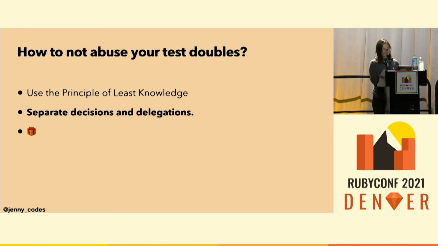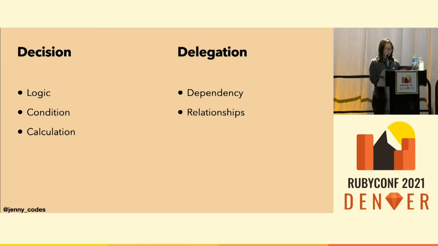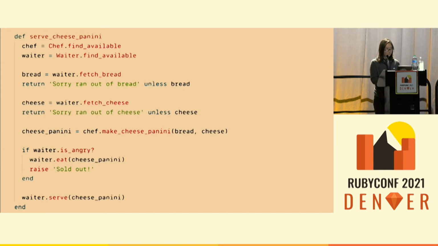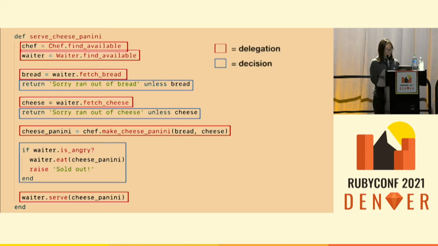The second tip I found really useful is to separate decisions and delegations. So every piece of code falls into 2 categories. Decision is about your business logic. It's a conditional statement. It's a calculation. Delegation, on the other hand, is about dependencies. It's about a relationship that this piece of code has with another piece of code somewhere else. Let's look at our cheese method. If we look at each line and label them with either delegation or decision, we'll get this.